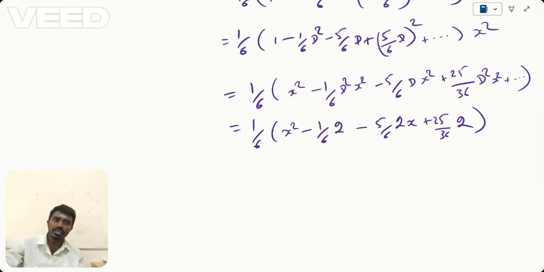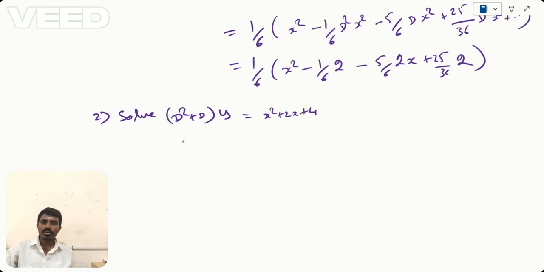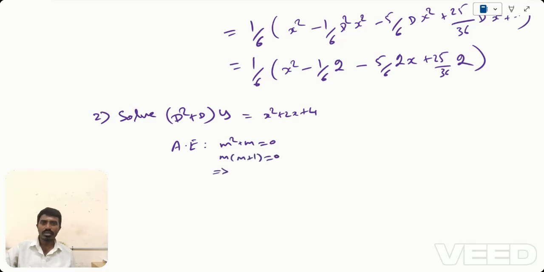Now we will see the next problem. So next problem is: solve (d square plus d) of y equal to x square plus 2x plus 4. Now the auxiliary equation is m square plus m equal to 0, that is m into (m plus 1) equal to 0, that is m equal to 0 and minus 1.